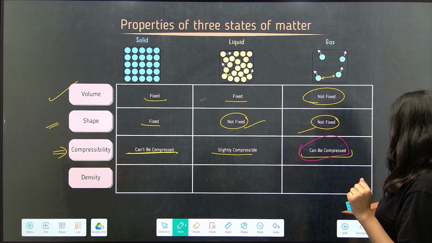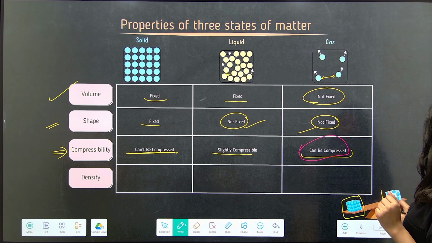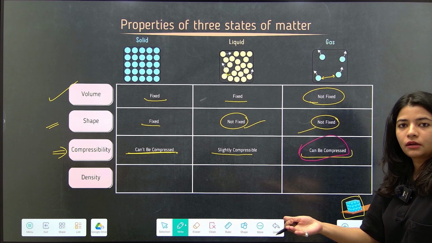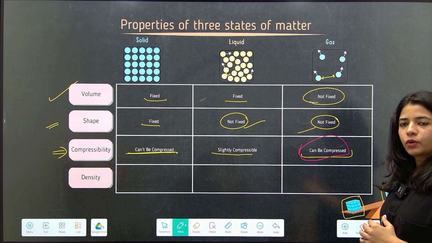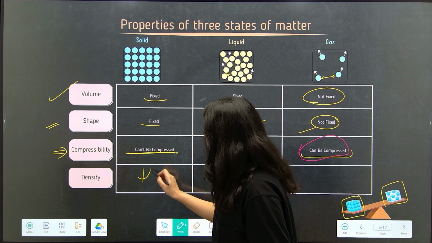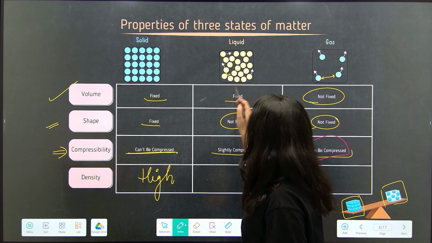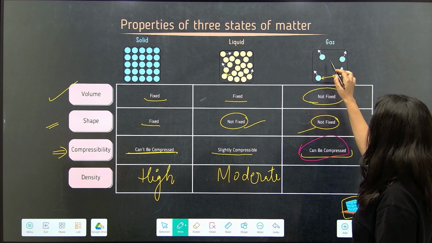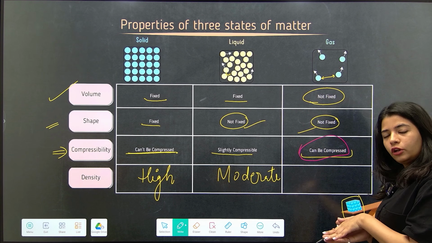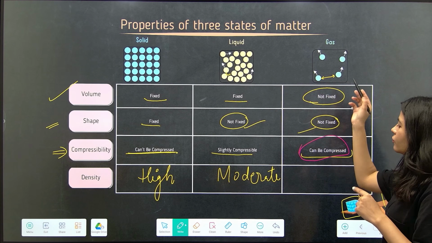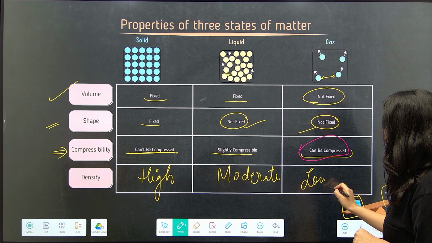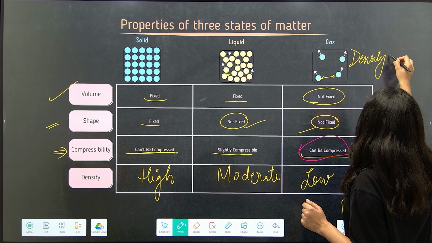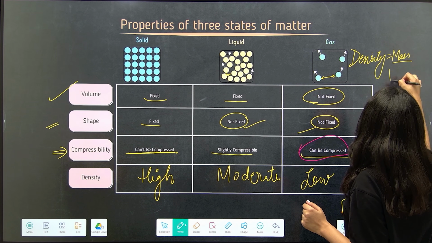If you can see this diagram, this is solid, this is gas. How many particles can you see in this cube? The solid has more particles and the gas has fewer particles. So the density of a solid will be high, that of a liquid will be moderate, and for gases, because the number of particles is less in the same volume as that of solid and liquid, the density is low. You should know, students, that density is nothing but mass over volume.